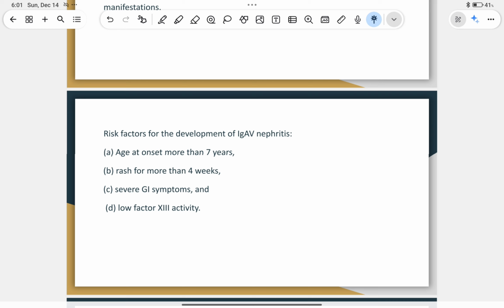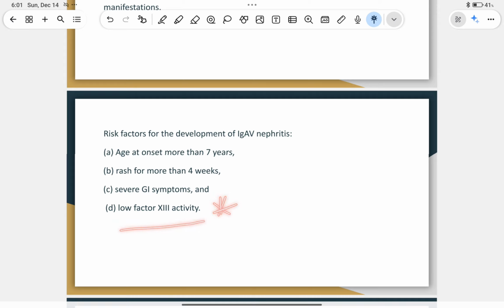So first risk factor is whenever age of the child is more than 7 years. That's an important risk factor. That means elderly child are at more risk of developing nephritis, and prolonged rash for 4 weeks. 4 weeks is 1 month. So whenever there is 1 month of rash, there is increased chance, and severe GI symptoms in the form of intussusception or occult bleed, whatever we discussed, and low factor 13 deficiency.